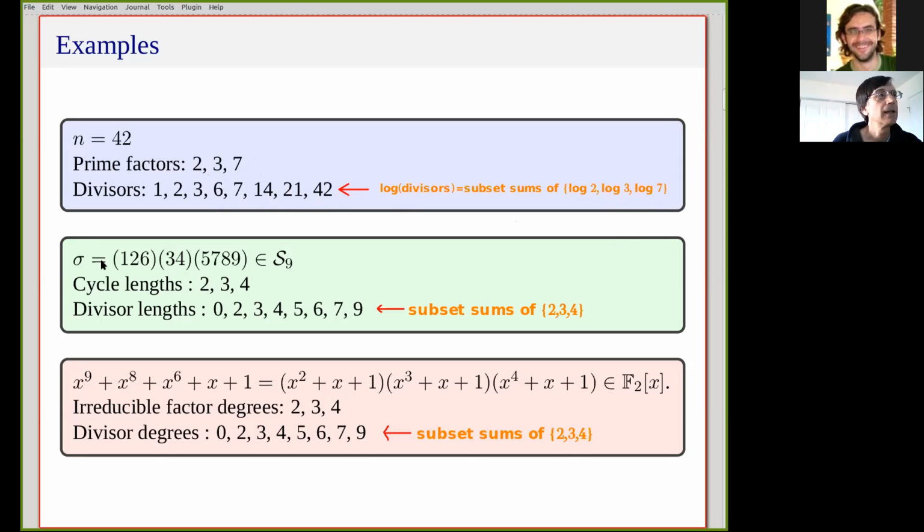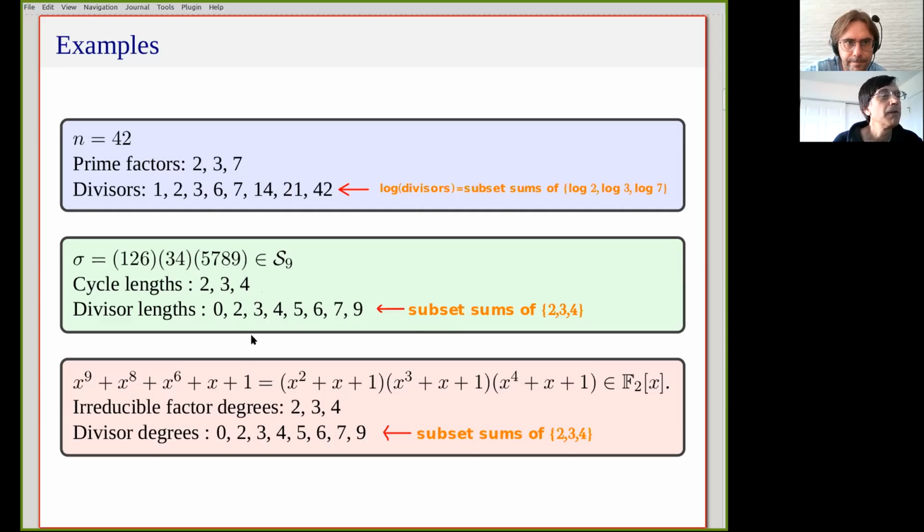Here's a permutation in the symmetric group on 9 elements. It has a 2-cycle, a 3-cycle, and a 4-cycle. So the cycle lengths are 2, 3, and 4, and the possible divisors have lengths 0, 2, 3, 4, 5, 6, 7, and 9. For example, how do I achieve the divisor of length 5? I take the cycle of length 3 and the cycle of length 2, and I multiply them together, and that gives me a divisor of length 5. This set of numbers is in fact exactly the set of subset sums of the cycle lengths.